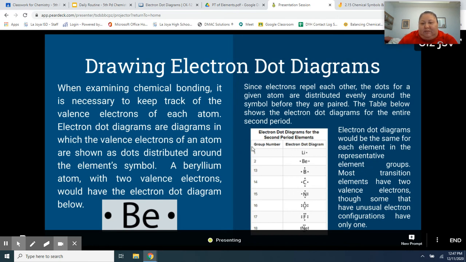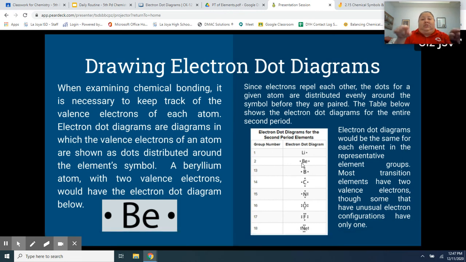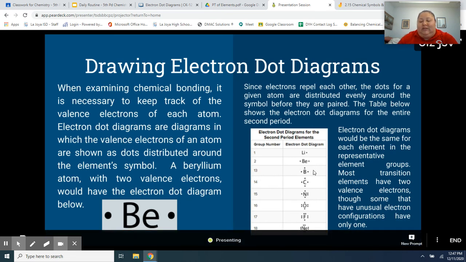So if you're talking about lithium, the one that I picked earlier, you're going to draw the symbol with 1 dot. If you are talking about a group 2 element, any element in that group, you're going to draw the symbol with 2 dots, the way you see it for beryllium. For group 13, you're going to draw 3 dots around the symbol. For group 14, 4 dots, 15, 5 dots, 16, 6, 17, 7, and then group 18, 8. All right, let me show you what I mean by that.